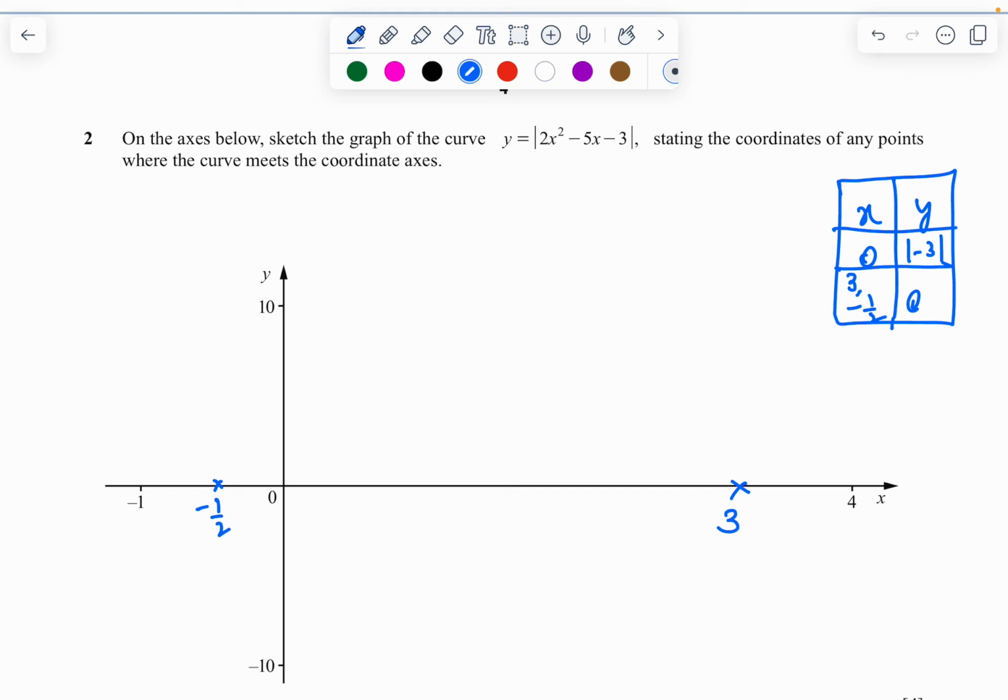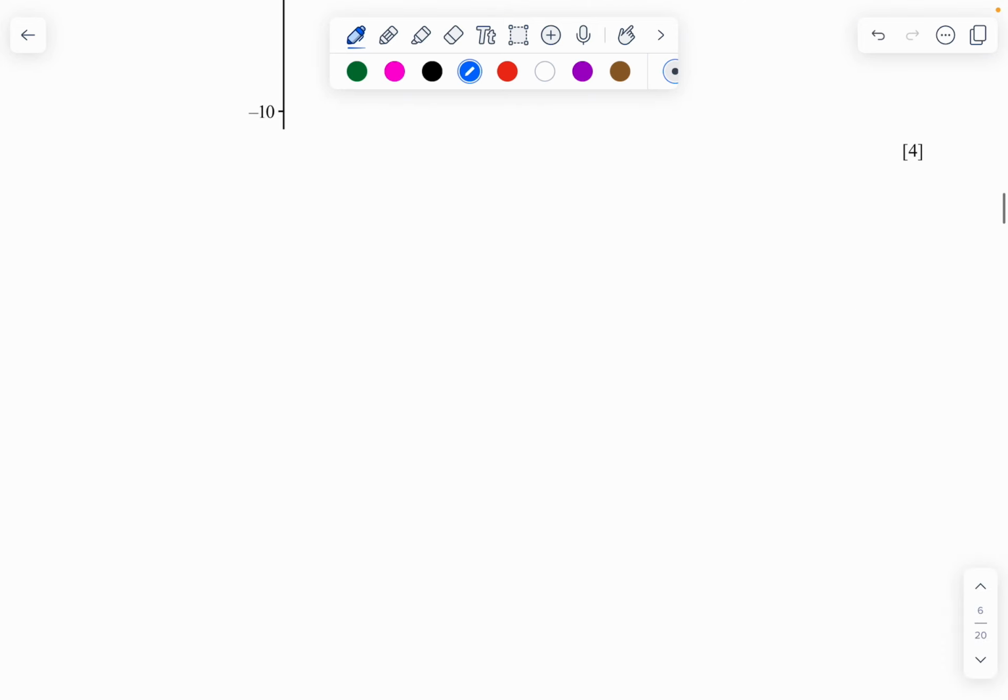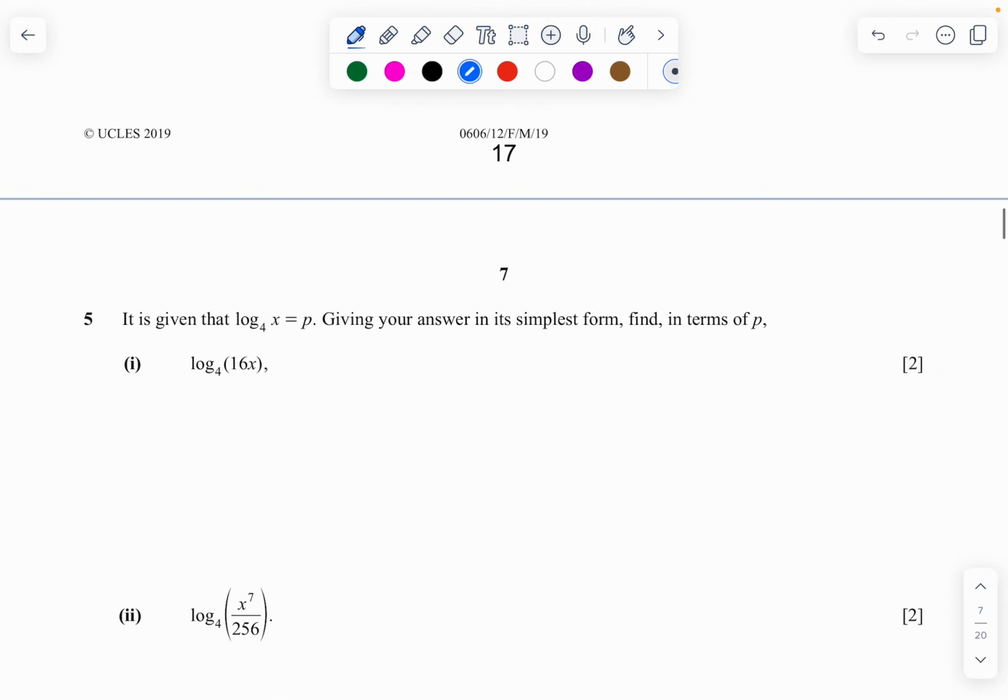So now, this is our answer for that. Oh, so simple. Finish. 4 marks.